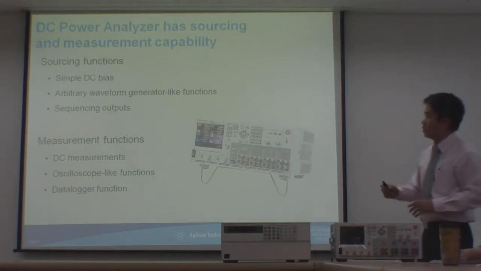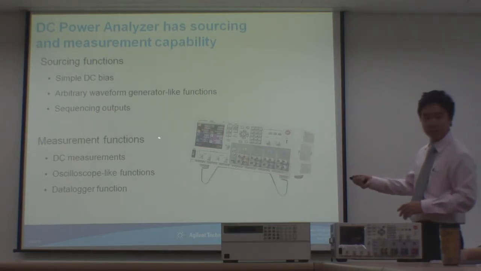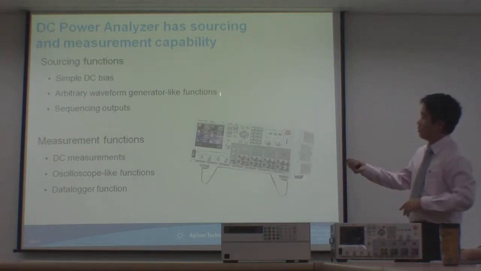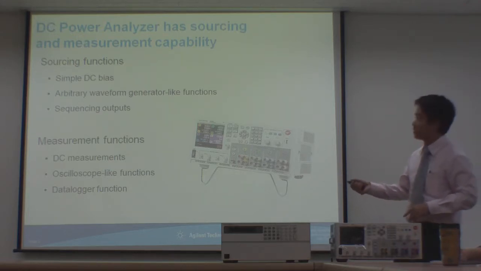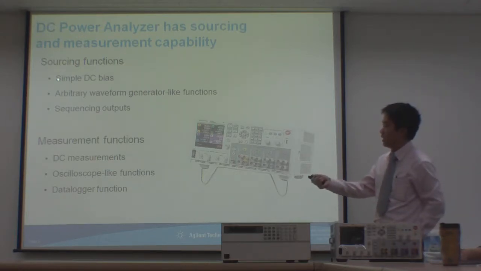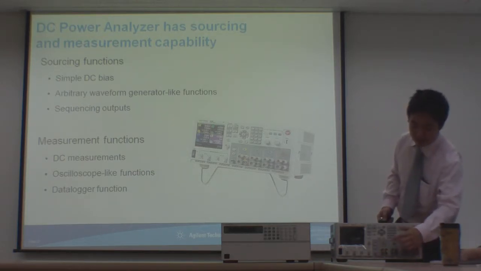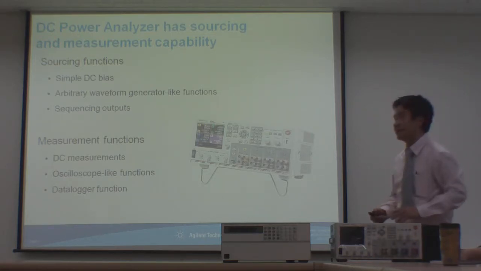I like to look at the different functionalities as a sourcing function and measurement function. So there are two groups of functionalities, and within each group there are three different distinct features. In the sourcing function, it's a basic DC bias. So you can set over here 1 volt, 2 volt, 3 volts, 5 volts. That's basic DC bias.